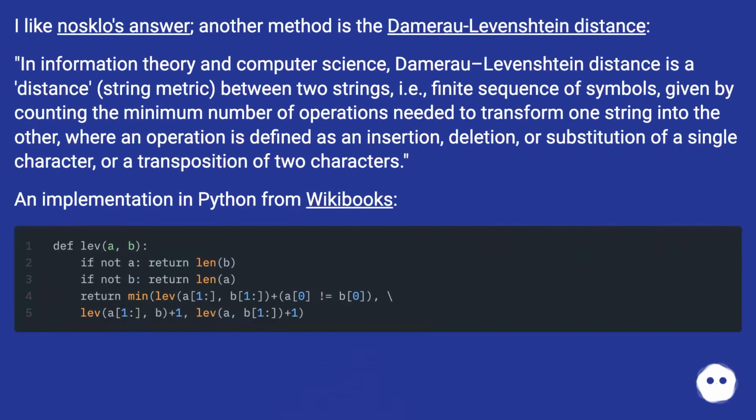I like Nosklo's answer. Another method is the Damerau-Levenshtein distance. In information theory and computer science, Damerau-Levenshtein distance is a distance, string metric, between two strings, i.e., finite sequences of symbols, given by counting the minimum number of operations needed to transform one string into the other, where an operation is defined as an insertion, deletion, or substitution of a single character, or a transposition of two characters.